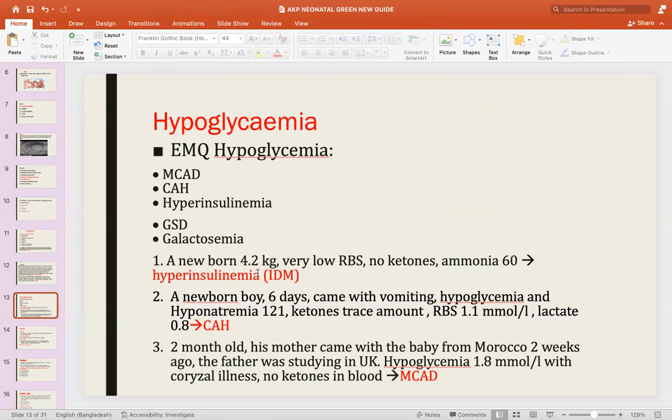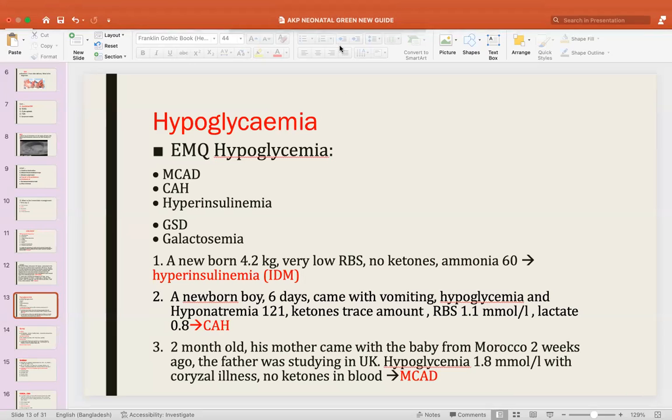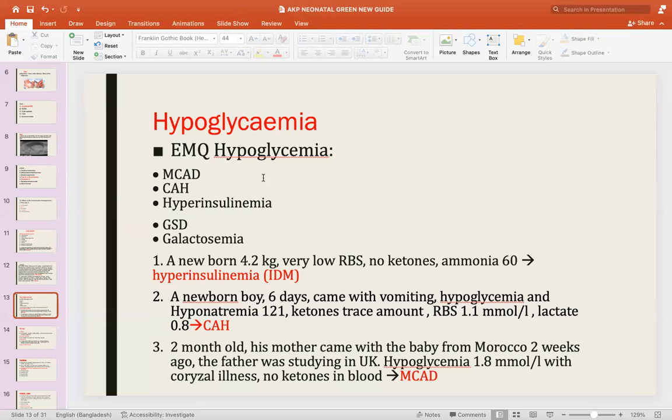Now, according to this question, as I said, it is a plumpy, macrosomic baby. So it is 4.2 kg. Very low RBS means hypoglycemia. Naturally, when there is hypoglycemia, what will our body do? It will produce ketone because fat will burn. Except in two or three conditions when ketone will not be produced, like if there is hyperinsulin in the body, or if there is metabolic disease like MCAD. And ammonia will be high in case of metabolic disease, but not in hyperinsulinism.